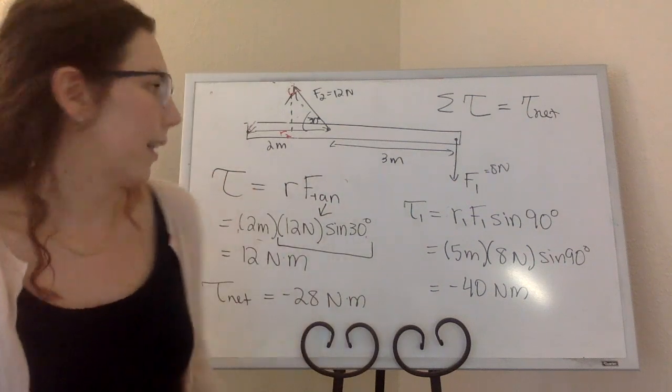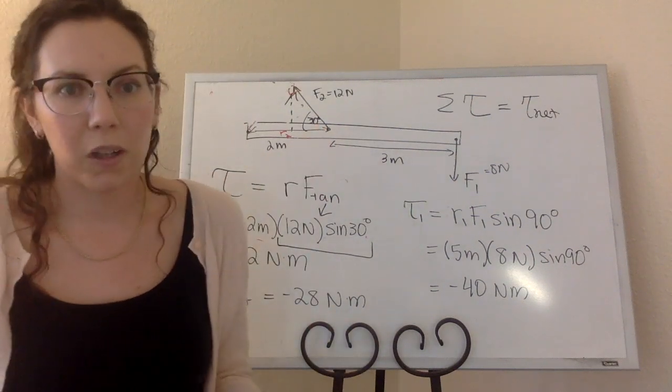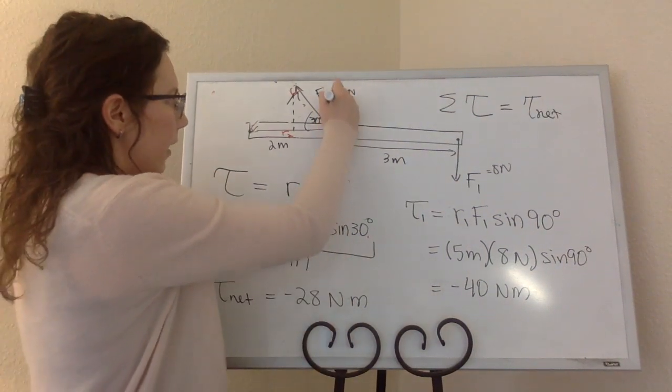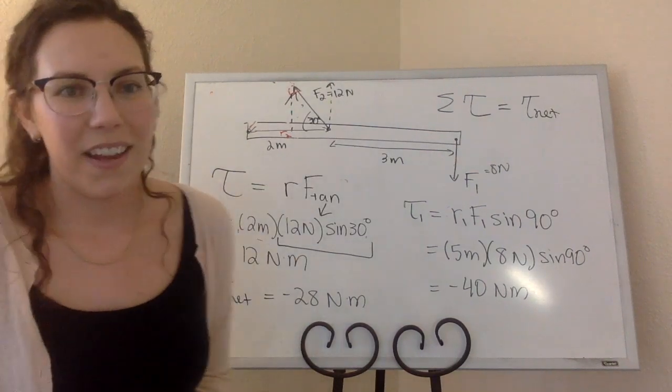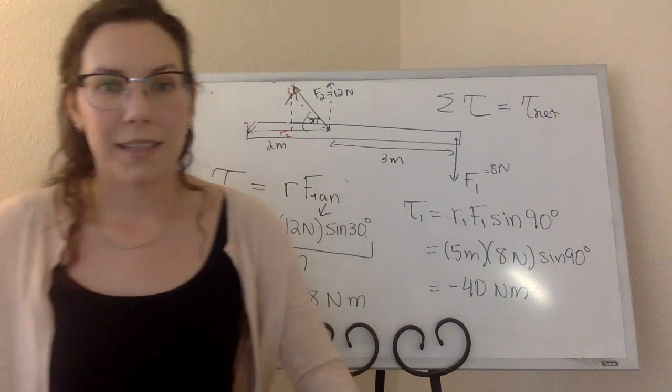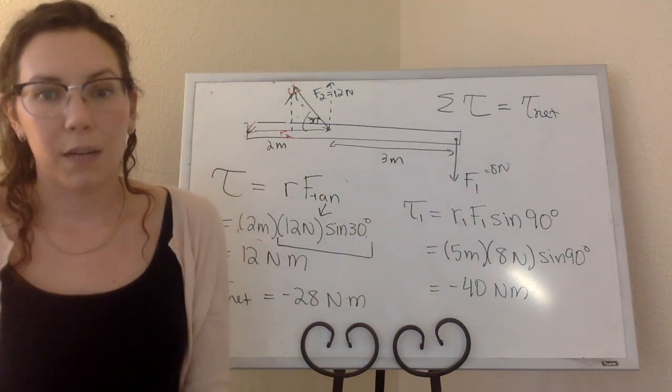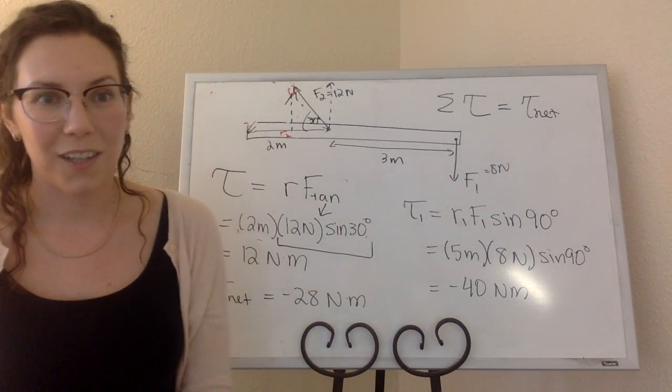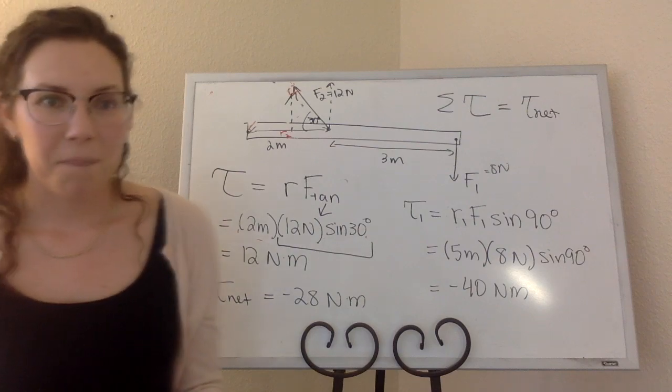It still acts at the point of action of the force, so if it's more clear to you to draw it in on this side, you can draw it there as well, and we end up with the same thing. And adding up the torques, of course, in any of those methods, we get negative 28 newton meters for the rotation of this beam.